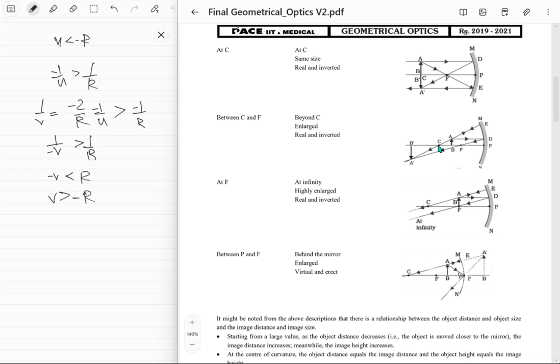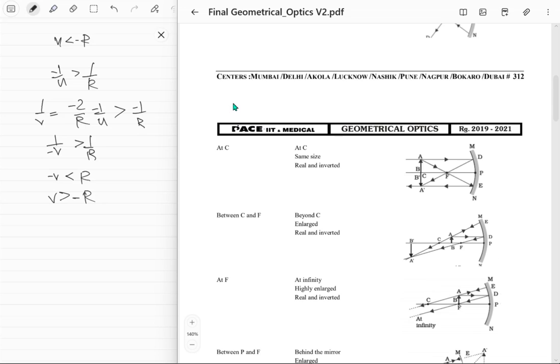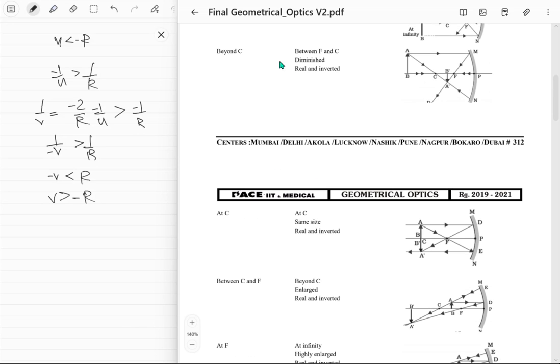So that's why it's between C and F, and of course it's not at infinity, so it's not going to go to the focus right away. So it's somewhere between C and F. So it's the opposite of what happened over here. When the object was beyond C, your image was between C and F, and now when it's oh wait, I solved for that, so it should have been for it.